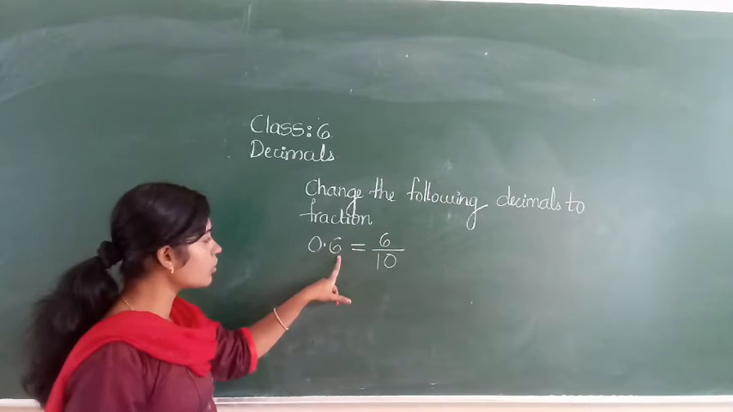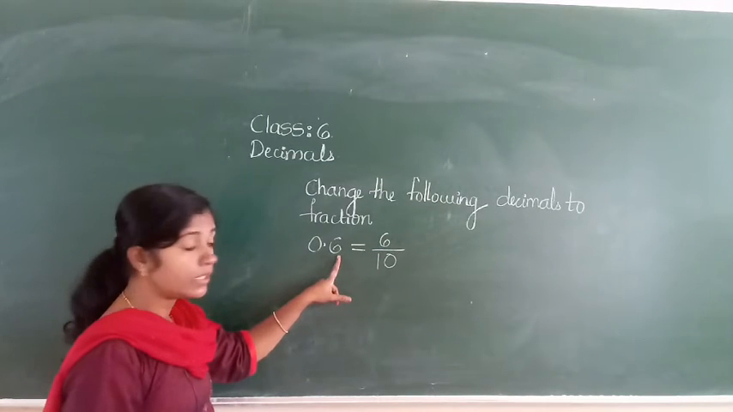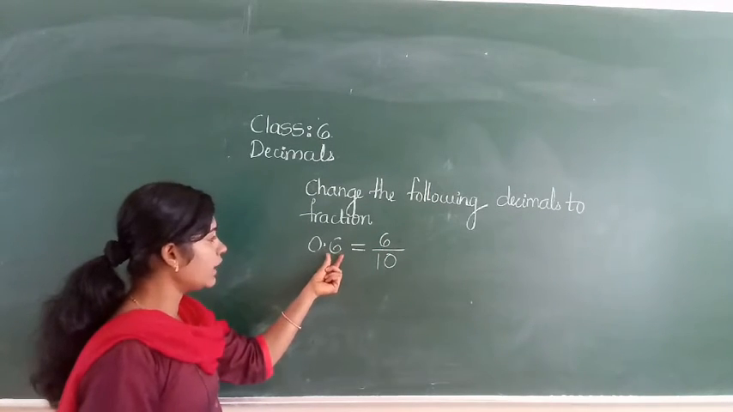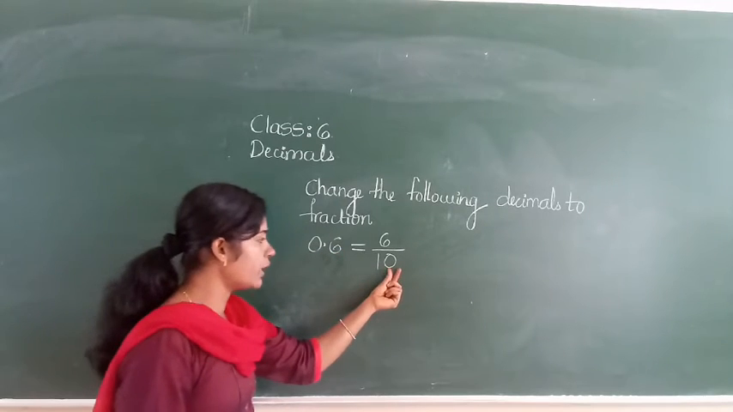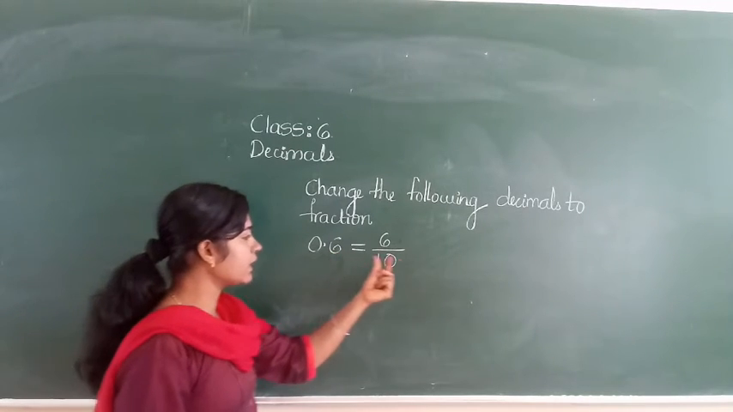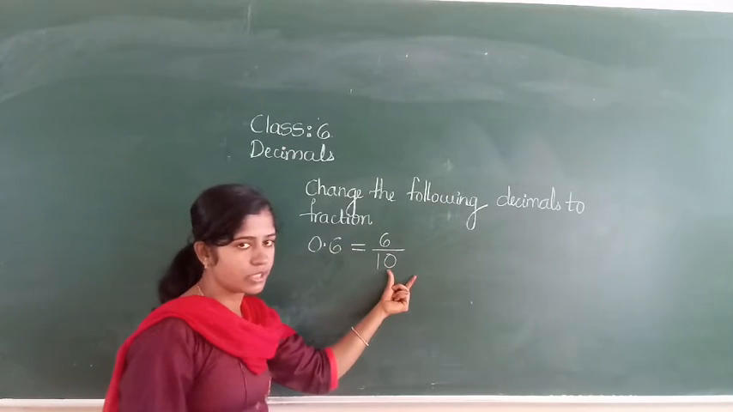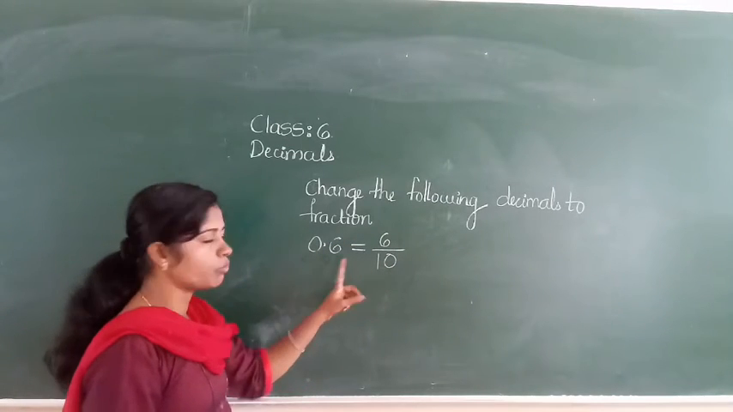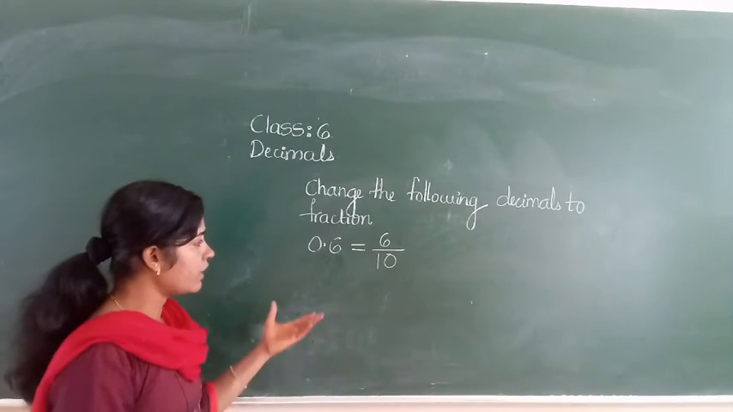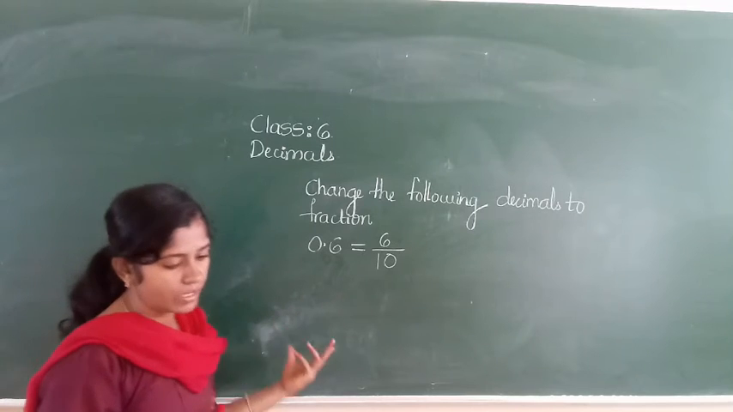After that you have to count how many digits are there in the decimal place. Only one digit is there, means give here 1 zero. 2 digits are there, means give 2 zeros. 3 digits are there, means you give 3 zeros, and after that you put 1 also. Don't forget, otherwise it will not have any value.